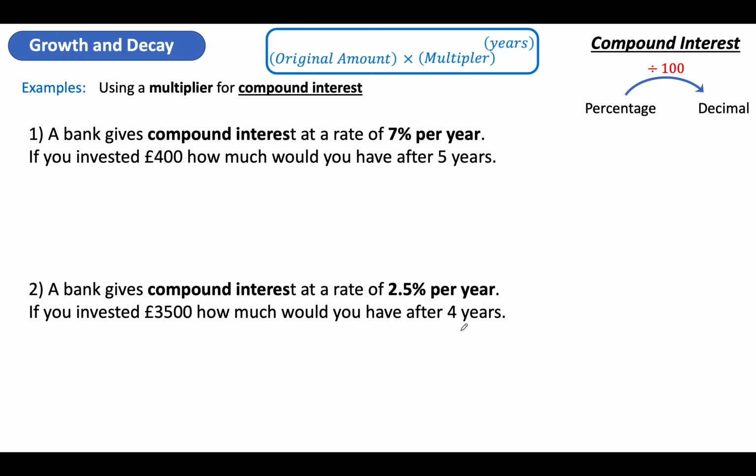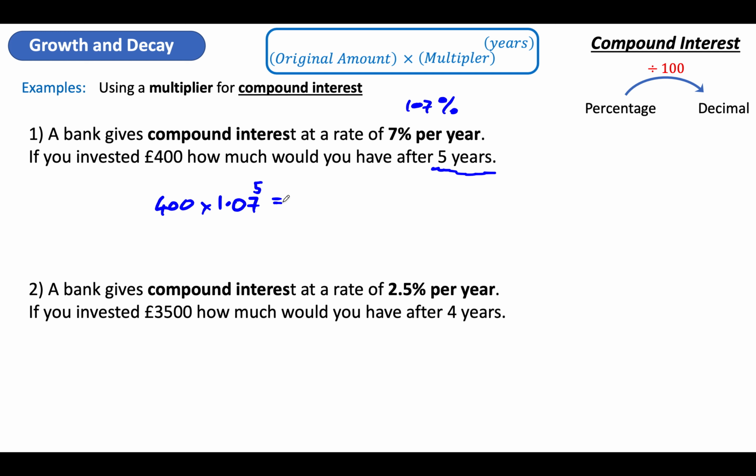We have unpaused the video. Right, what's my original amount? It's £400. What's my multiplier? Well, it's 7%. So once I've increased it, I've got 107%. So the multiplier is 1.07. Hope you found that. How many repetitions? Well, it's 5 years. So the power of 5.